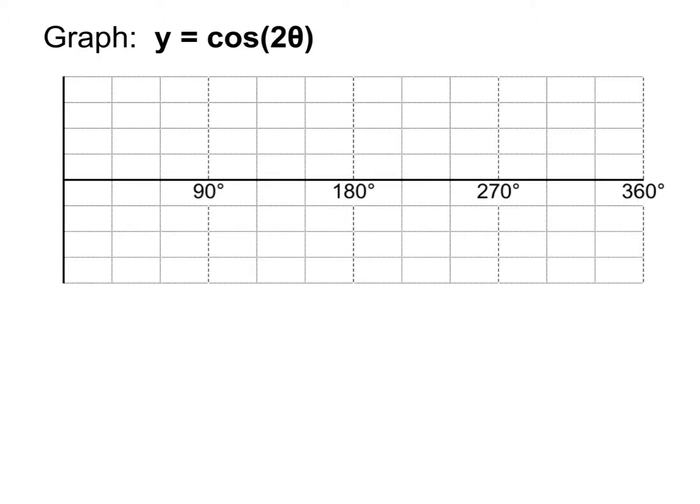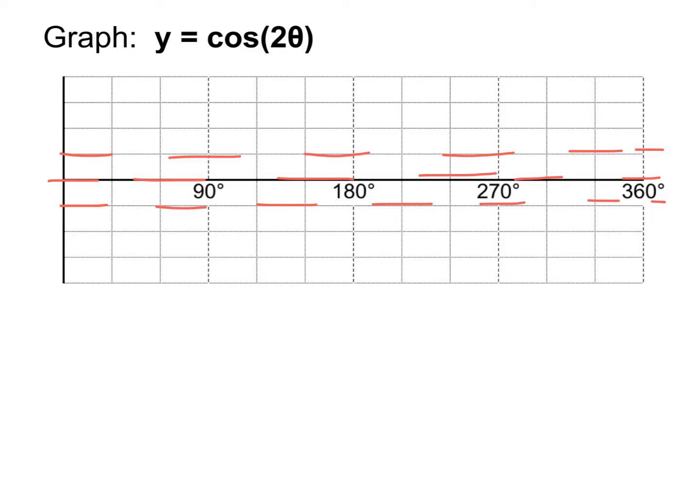All right, so now that we've seen what the midline, amplitude, and period are for this equation, now let's see how we'd go about graphing it. So first up, the midline, it is at 0. And then my amplitude is 1, so I'm going to go up 1, and I'm going to go down 1.